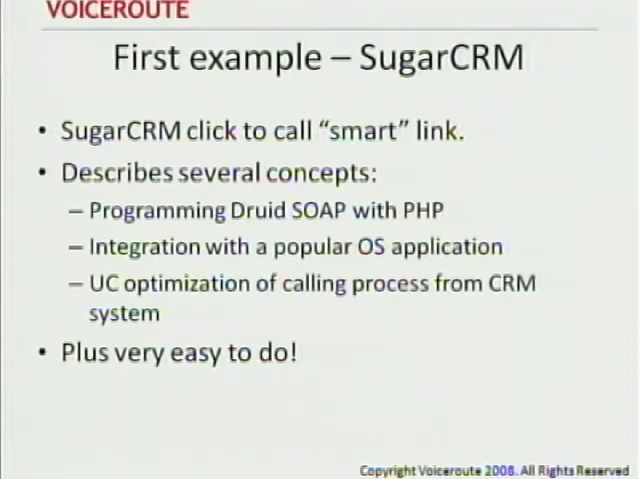Basically what we're doing here is we're going to integrate with Sugar CRM, and we're going to create a click-to-call smart link. In Sugar CRM, you store a bunch of customer information like phone numbers, addresses, things like that. What I want to do is take all those phone numbers and turn them into links that I can use to call people. I'm integrating with a popular open source application, Sugar CRM, and we're just optimizing a CRM system. And this is really easy to do.